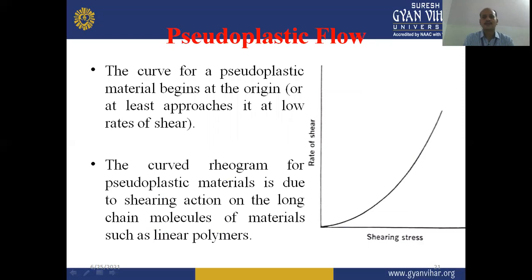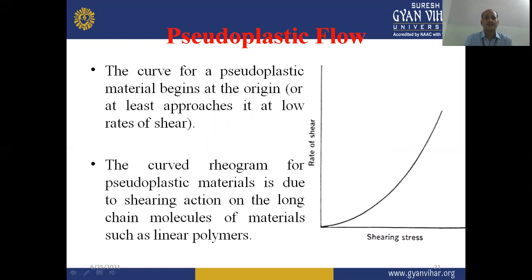Now when we go through the second type of behavior of non-Newtonian systems, this is known as pseudoplastic flow. So the systems are known as pseudoplastic systems. So this is the second type of non-Newtonian system. So after the discussion of Bingham bodies, which is known as plastic bodies or plastic system, we have to discuss the pseudoplastic flow or pseudoplastic behavior of different materials.